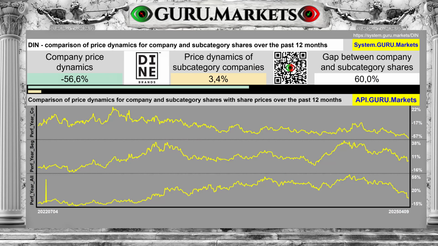Comparing the movement of the company's stock price and subcategory shares, we will see that in 12 months the shares of Dine Brands Global Inc. showed dynamics of minus 56.6%, against price changes in the subcategory of 3.4%. This does not clearly indicate anything, but it is necessary to keep this fact in mind.